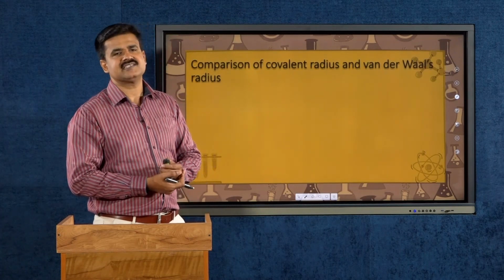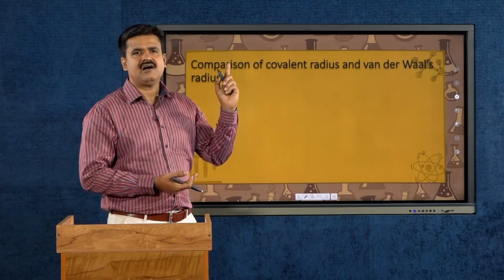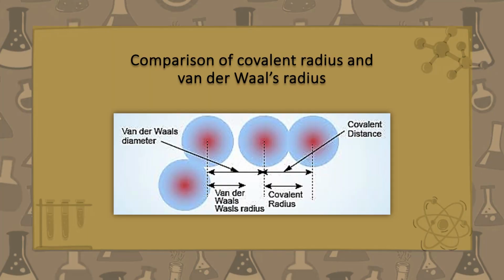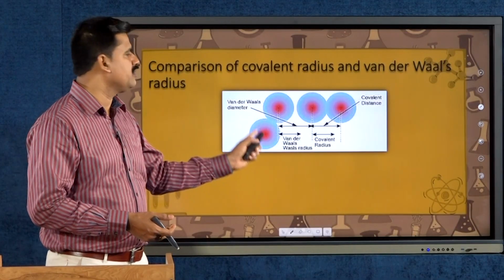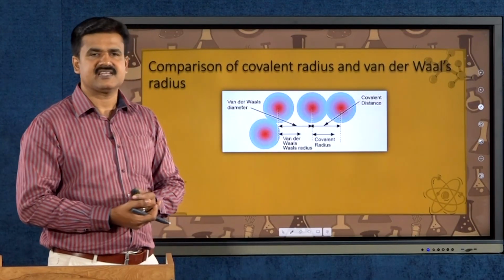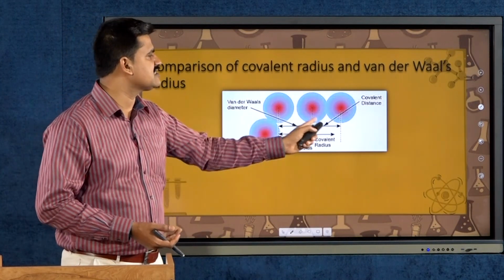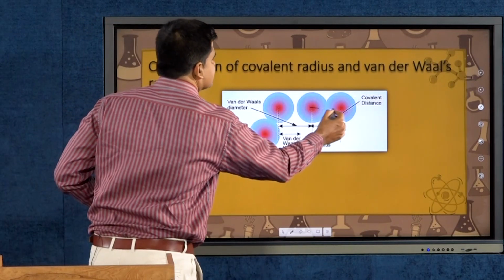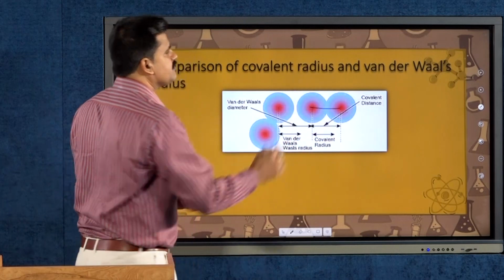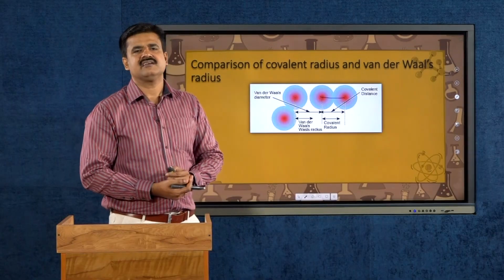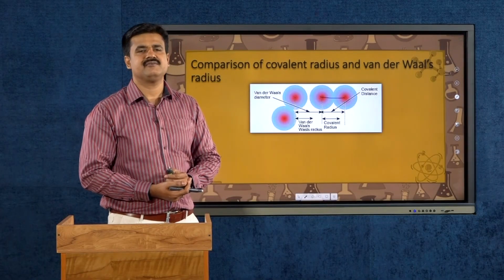Now we can have a comparison of covalent radius and van der Waals radius together. That is, we are comparing how covalent radius and van der Waals radius are connected, and how their magnitudes differ from each other. This is the pictorial representation. The first molecule is a diatomic molecule. The second one is another diatomic molecule. The distance between the centers of the nuclei is termed as this distance, and one half of that distance is taken as the covalent radius. And you can see the presence of the van der Waals radius also, and van der Waals radius is comparatively very high when compared with the covalent radius.